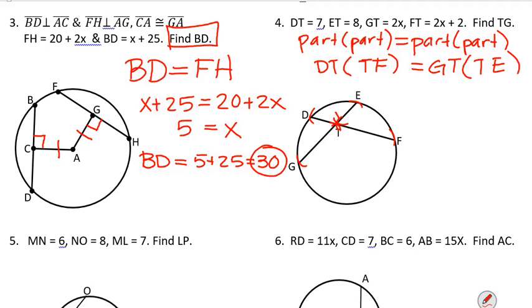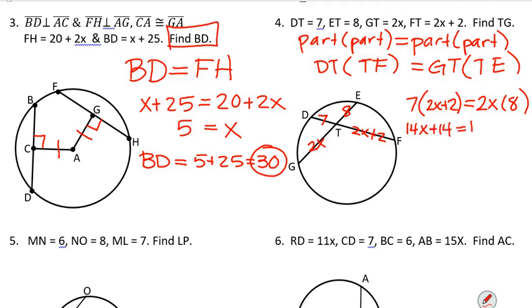Now I'm going to go ahead and put my measurements on this that were given in the problem. So this says DT is 7, ET is 8, GT is 2x, and TF is 2x plus 2. So now I'm going to multiply DT, that's 7 times 2x plus 2, and I'm going to set that equal to GT, which was 2x, times TE, which was 8. So that's going to give me 14x plus 14 is equal to 16x.